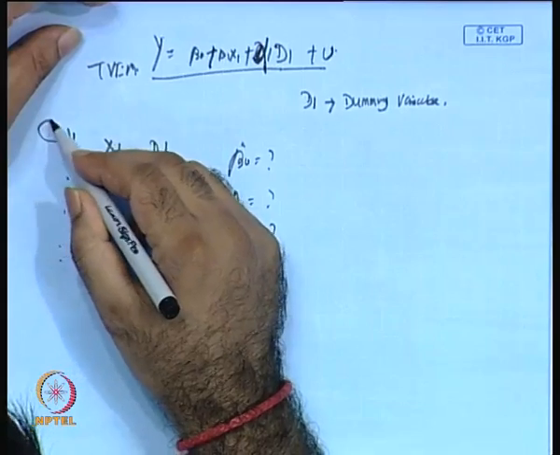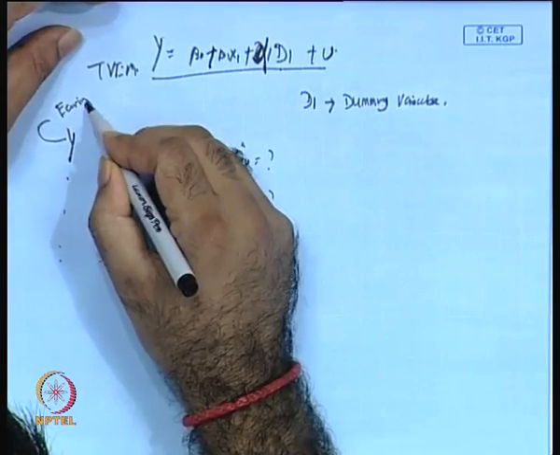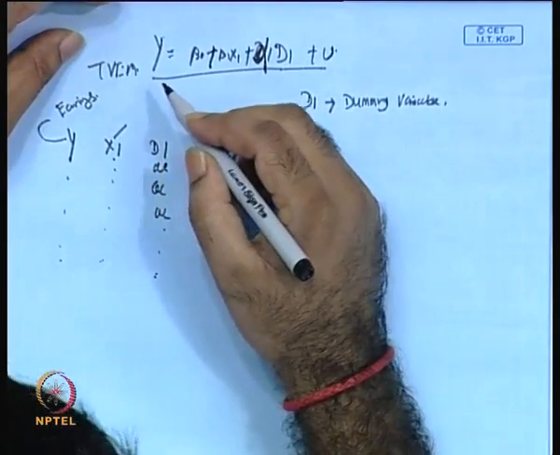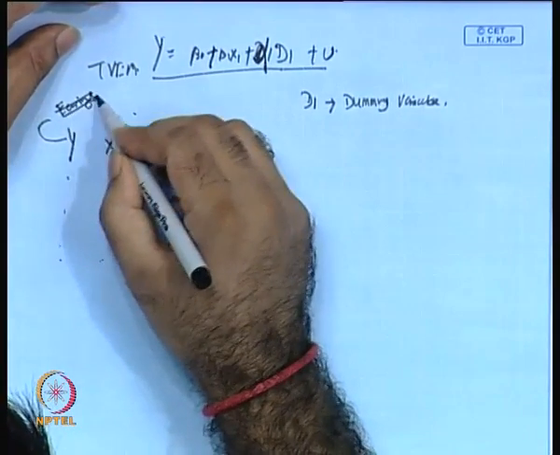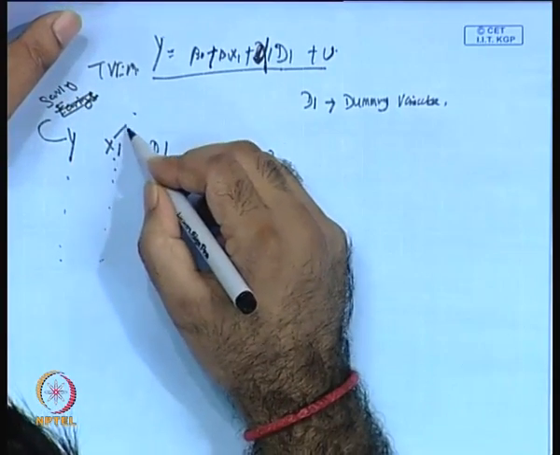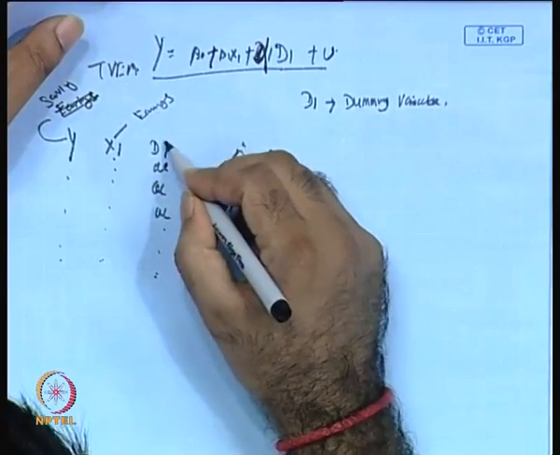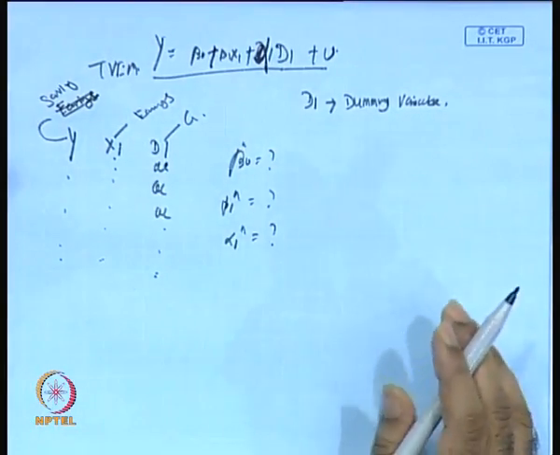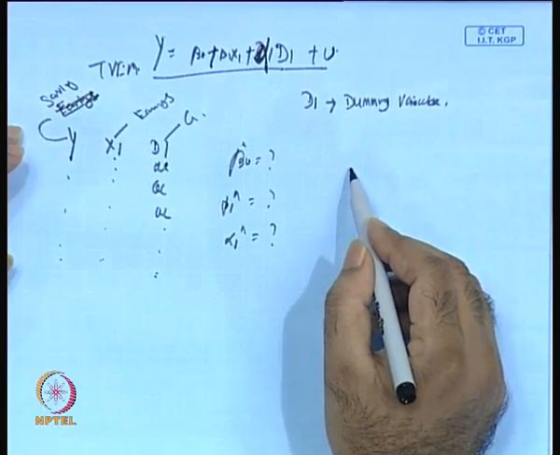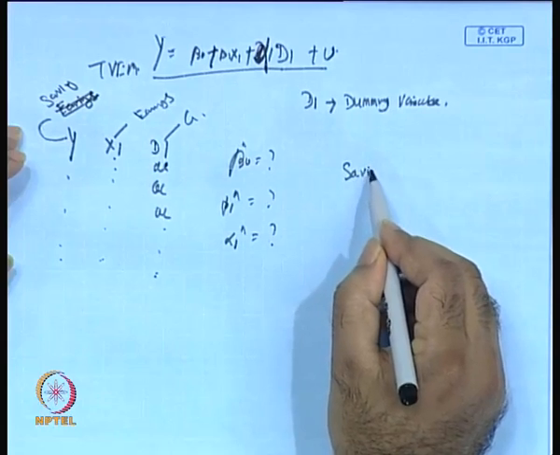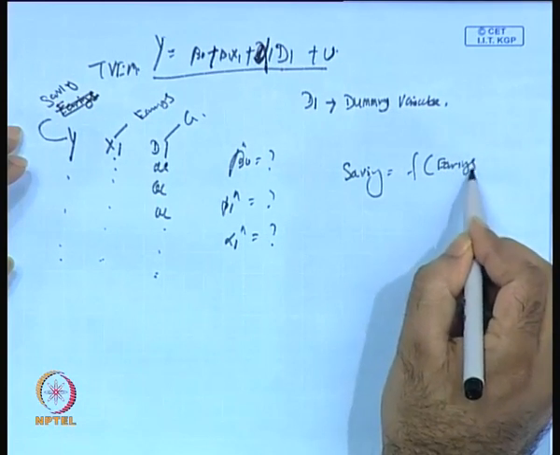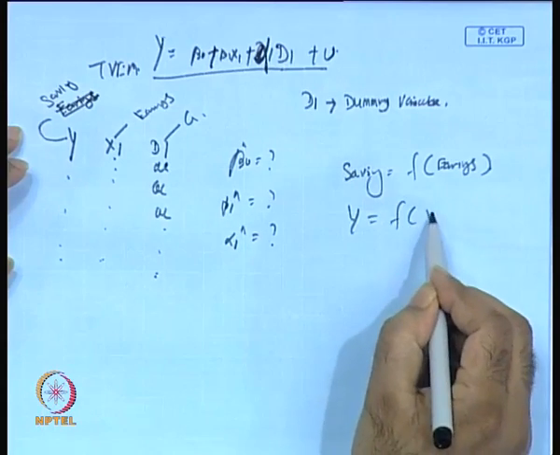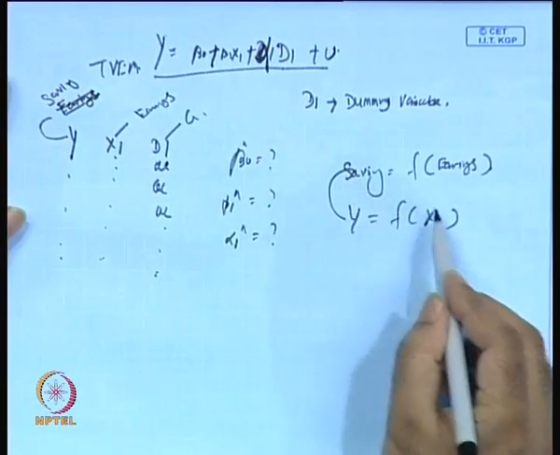So let us assume, for simplicity, y equal to earnings, and x1 represents income levels. In another way, we will put it: y equal to saving, x1 is the earnings, and d1 is the gender. Let us start with the problem: we would like to know the impact of earnings on saving. So if I put y equal to a function of x1, y is the saving and x1 is the earnings.